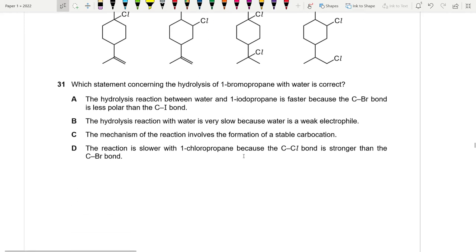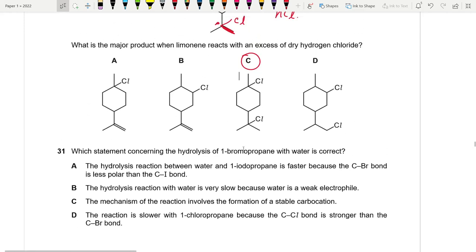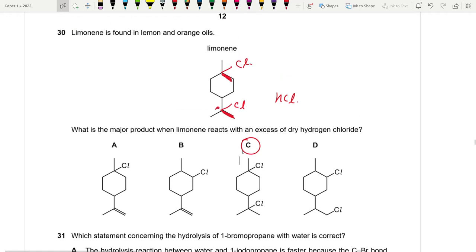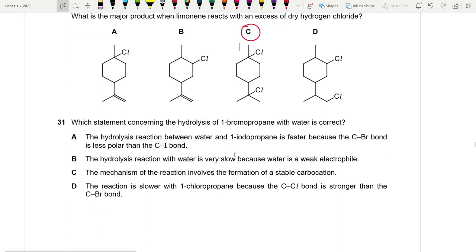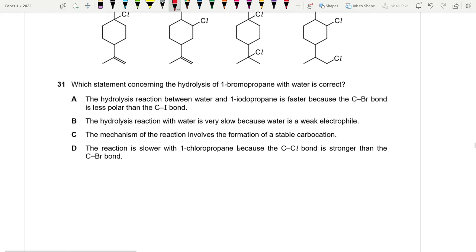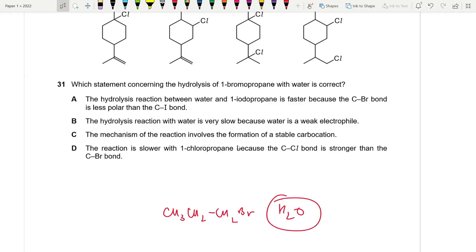31. So always remember, for electrophilic addition reactions, if we add HCl or HBr, the halogen will go to the carbon with more alkyl groups involved in the double bond. Okay. 31. Which statement concerning the hydrolysis of 1-bromopropane with water is correct? Okay. Hydrolysis reaction between water and 1-iodopropane is faster. That is true, because the C-Br bond is less polar than the C-I bond.